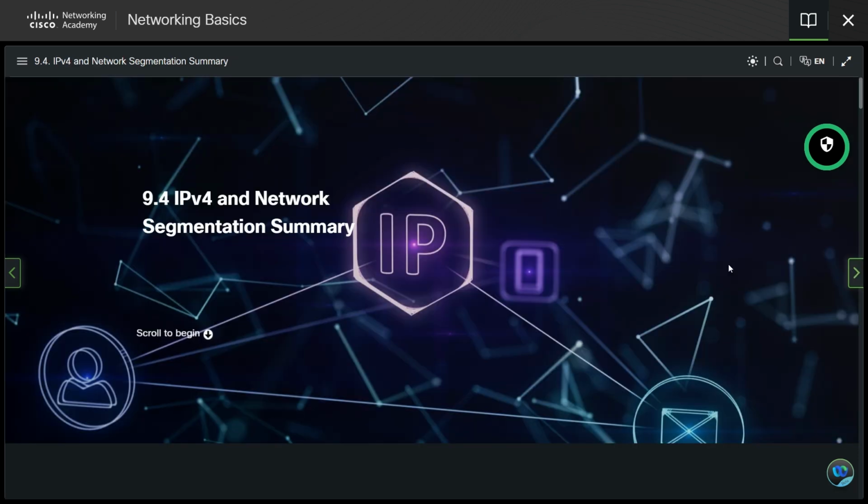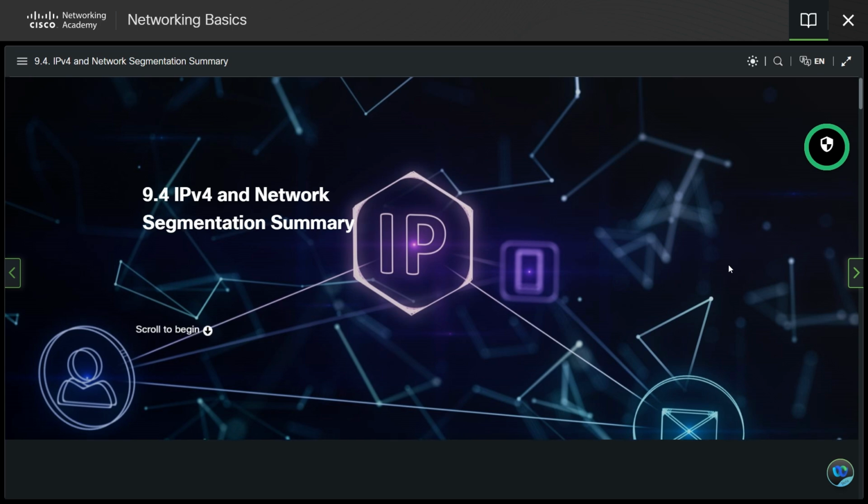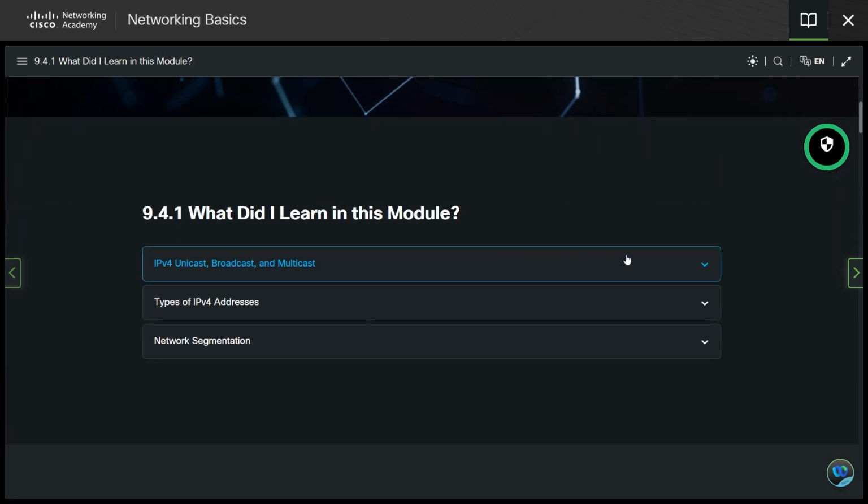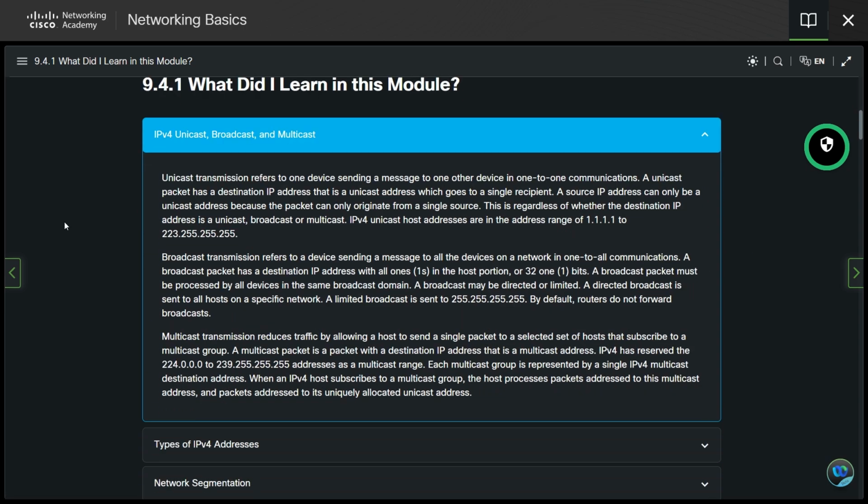And finish with the IPv4 and network segmentation summary. What did I learn in this module? The first tab is IPv4 unicast, broadcast, and multicast. Unicast transmission refers to one device sending a message to one other device in one-to-one communication. A unicast packet has a destination IP address that is a unicast address, which goes to a single recipient. A source IP address can only be a unicast address because the packet can only originate from a single source. This is regardless of whether the destination IP address is a unicast, broadcast, or multicast.